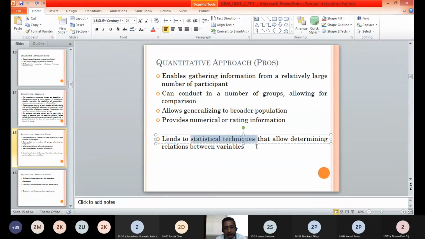It lends itself to statistical techniques that allow determining relationships between variables. It can help you use different statistical techniques with which you can establish relationships between different variables or different characteristics. That is possible in the quantitative approach, which was not there in the case of the qualitative approach. Herein we can establish relationships between different variables or characteristics with the help of numerical data which is generated through the quantitative approach. Are you getting this?